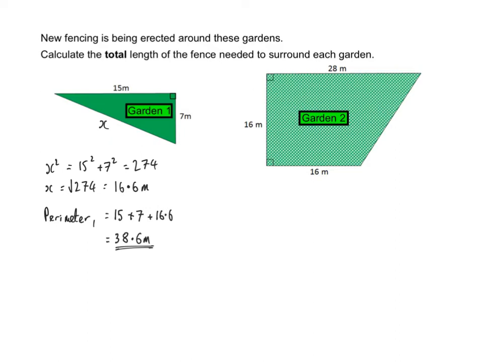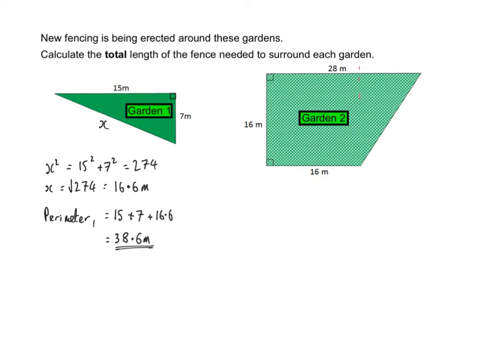Now, garden 2 is a little bit more difficult. We don't really have a triangle here at all. We've got a trapezium. You'll have dealt with problems like this when you've been dealing with area, in that you would split a shape like this into a rectangle and a triangle. And Pythagoras is exactly the same.